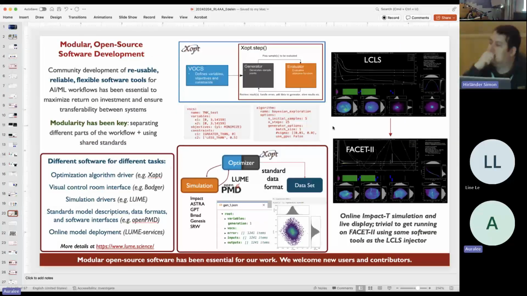And I'll skip this for now, but this just summarizes some of the different open source software packages that we've been developing. We found that doing things in a modular way has been very helpful for being able to maintain and upgrade and add new features to these various software packages that are essentially divided cleanly along different tasks.